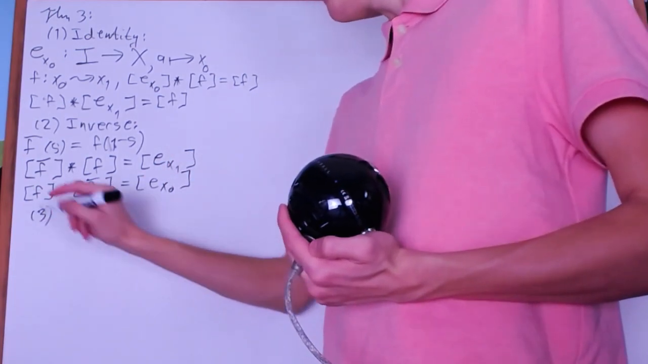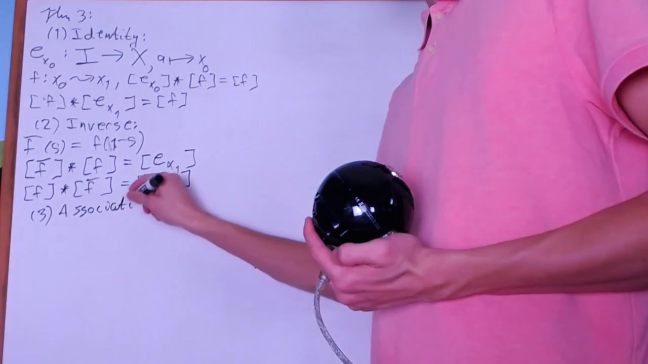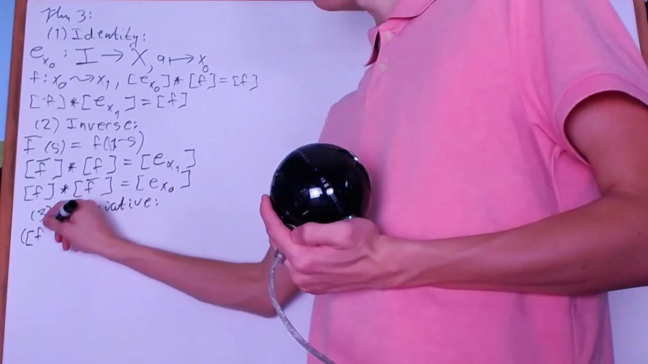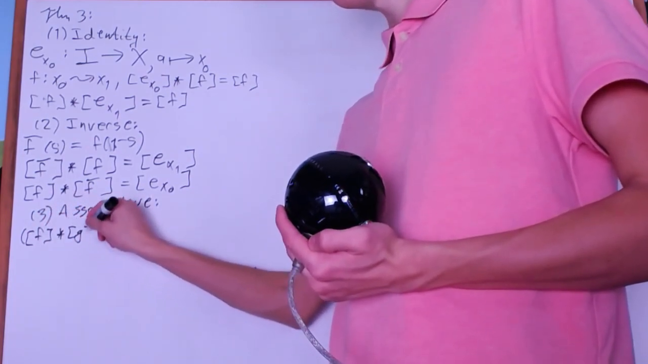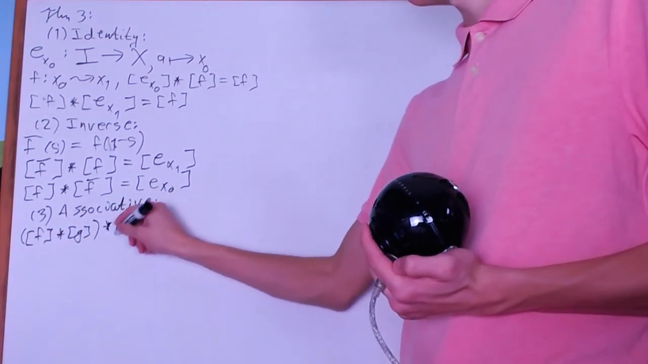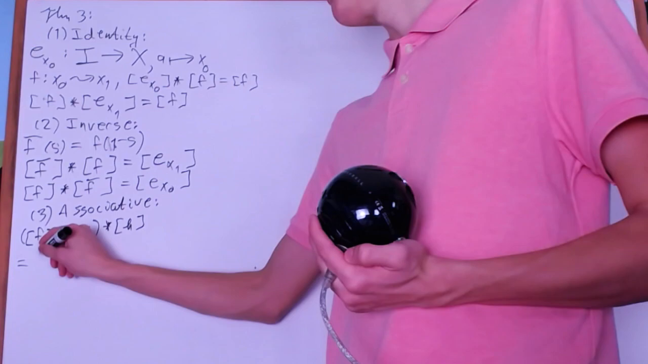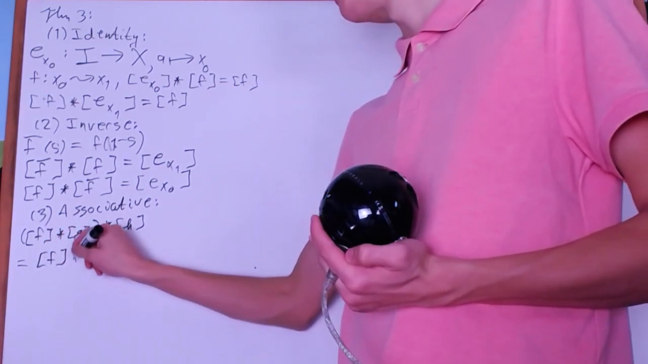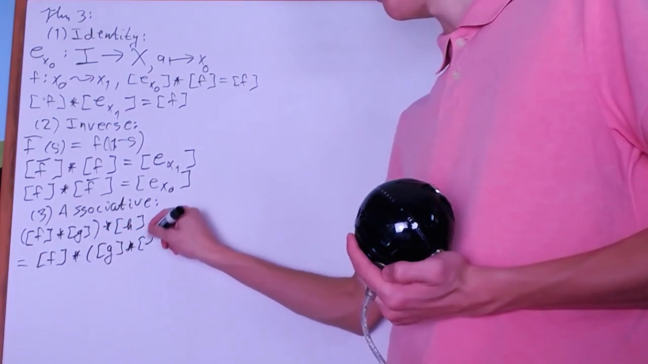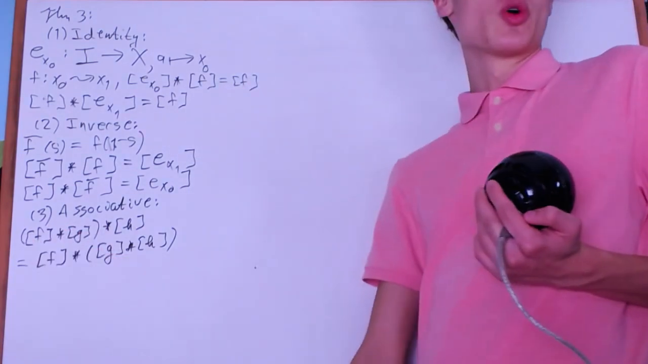Alright, then 3 is going to be that of associativity. So this one is very important. What it says is that if I have, in parentheses, f star g, and then I take that product and then star it with the equivalence class of h, then this will be equal to, if I were to rearrange the parentheses, f star the quantity of the equivalence class of g star the equivalence class of h. Basically meaning parentheses don't really matter.